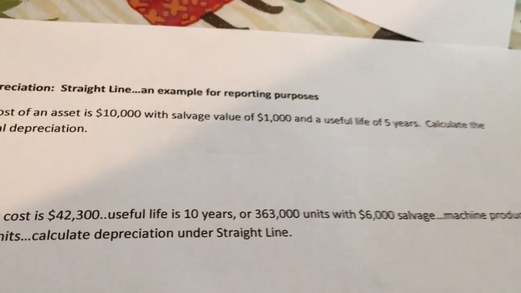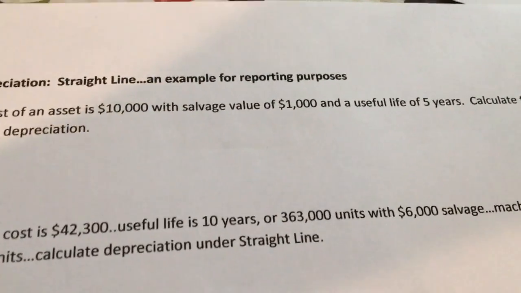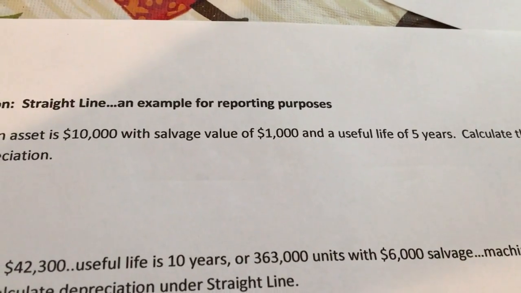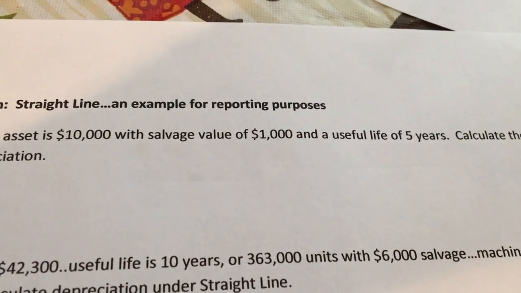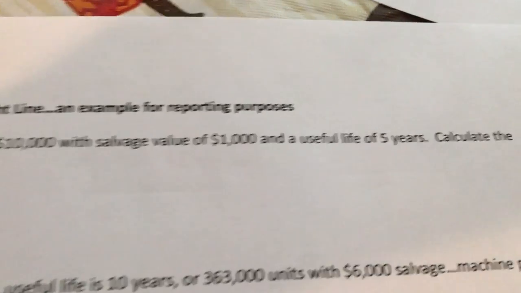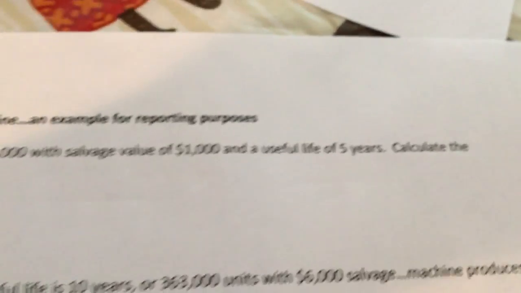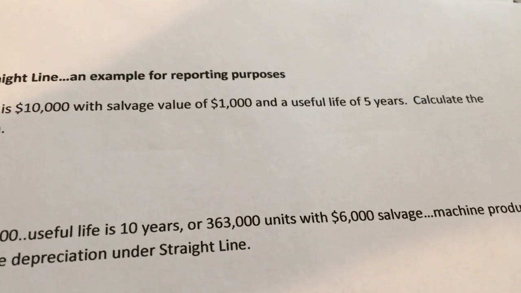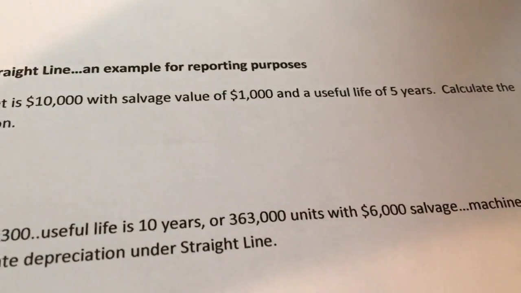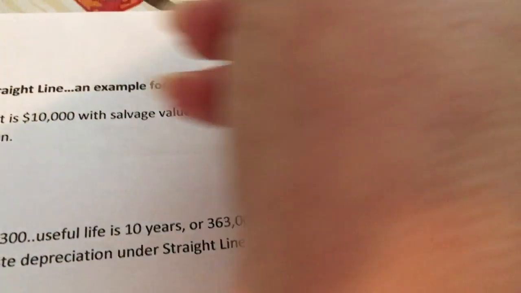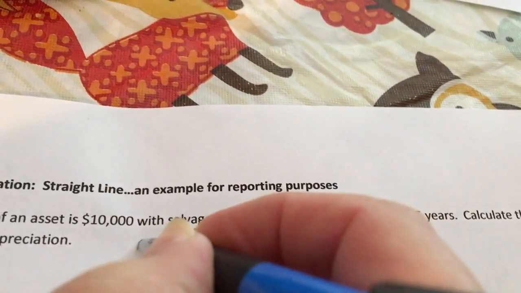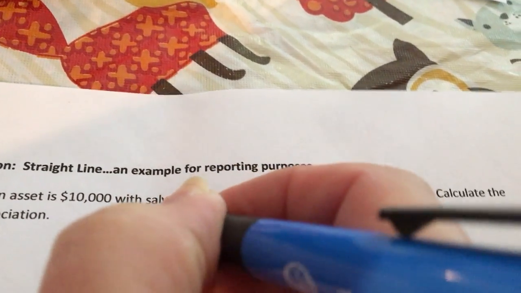Okay, in the first problem, we have an asset that cost us $10,000. We know the salvage value, which we think we can resell it for at the end of its useful life, is $1,000. And we think this asset will last us, what did we say here, 5 years. So we want to calculate what we call straight line depreciation. This one is normally used for financial accounting. So let's take the 10,000. We want to take the cost.